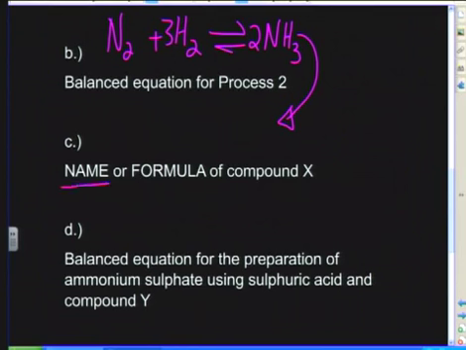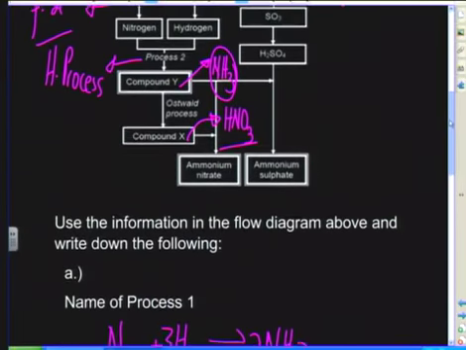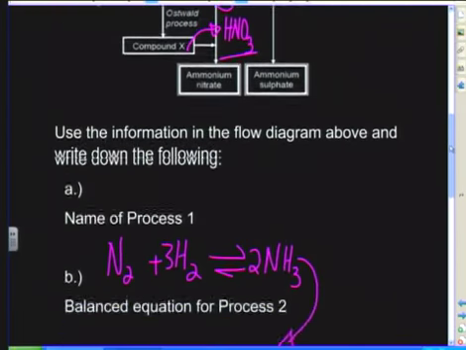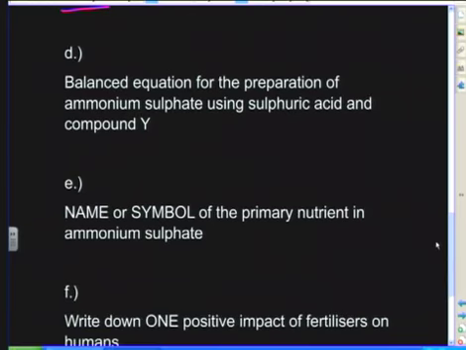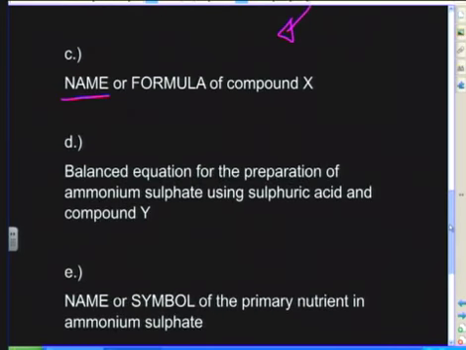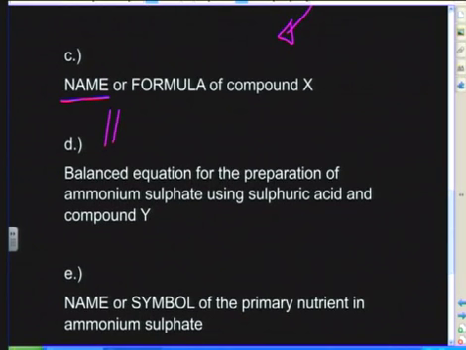C, name or formula of compound X. I have already shown you what compound X is. It's HNO3, which is nitric acid. Okay, so let me choose to write down the formula.